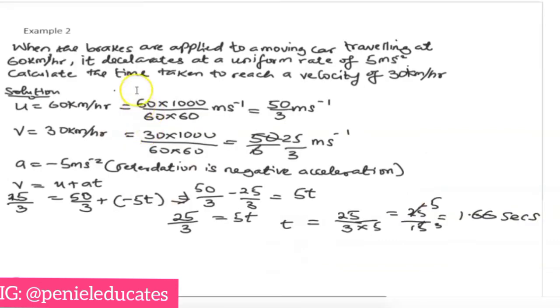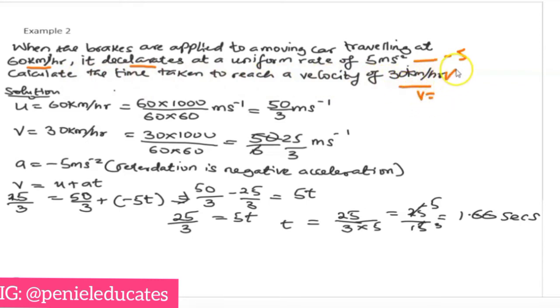Let's look at another example. When the brakes are applied to a moving car traveling at 60 kilometers per hour, that's the initial velocity, it decelerates at a uniform rate of 5 meters per second squared. This is retardation. All right, it decelerates, so that is a negative. That's a negative 5. That's deceleration. Then calculate the time taken to reach a velocity of 30 kilometers per hour. This is the final velocity.